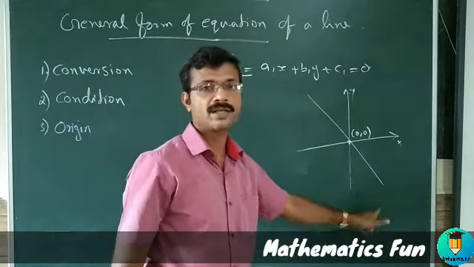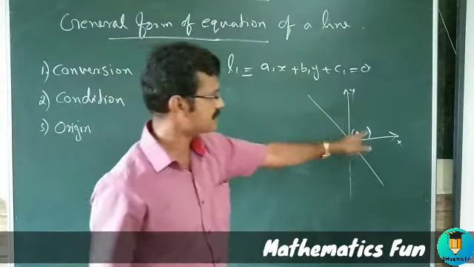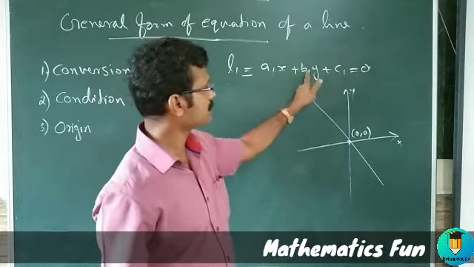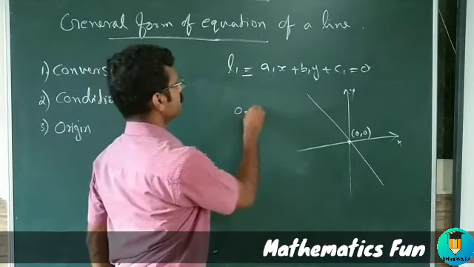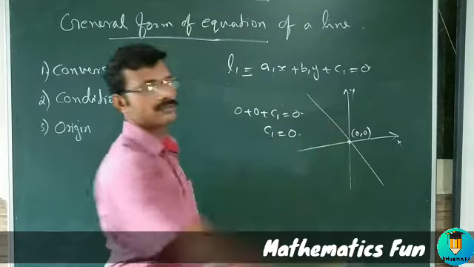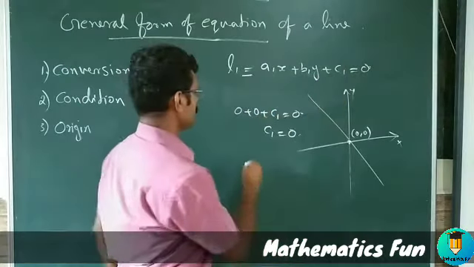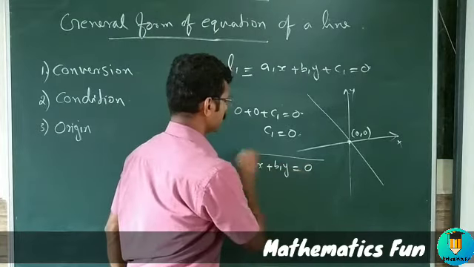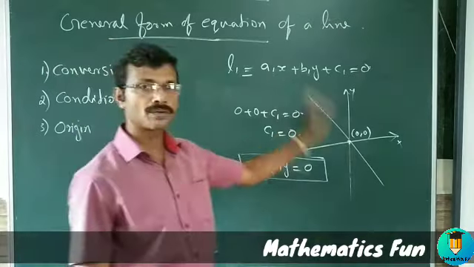It's a point on the line, which means we can substitute. If I substitute 0, 0 in place of x and y, I get 0 plus 0 plus C1 is equal to 0. So I am getting C1 is equal to 0. C1 is 0 means this constant will be 0. So the equation will be A1x plus B1y is equal to 0. This is the equation of a line which passes through origin.